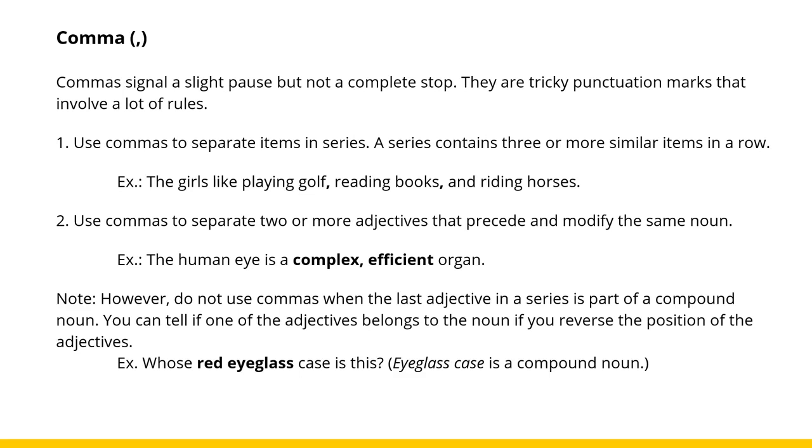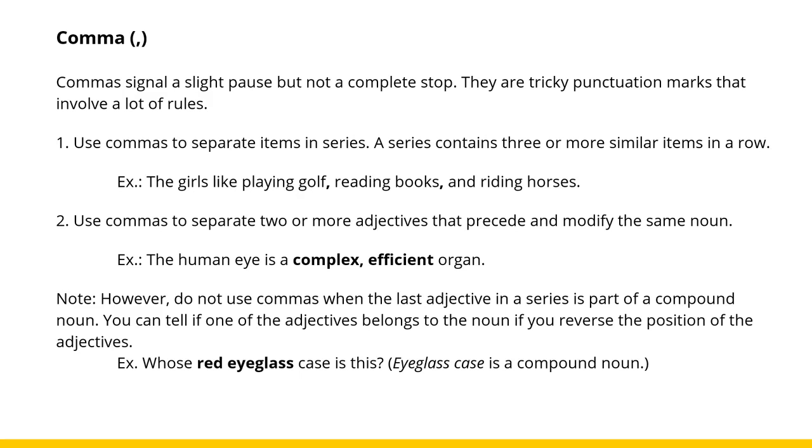So the first one: you need to use commas to separate items in a series. A series contains 3 or more similar items in a row. So here we have an example. The girls like playing golf, reading books, and riding horses. As you see, these are items in a series. We have 3 things: playing golf is 1, reading books 2, and riding horses 3. So if you have a couple of things that you want to list in your sentence, then you need to use commas. For example, if you have only 2, then in that case you are not using any commas. It has to be 3 or more.